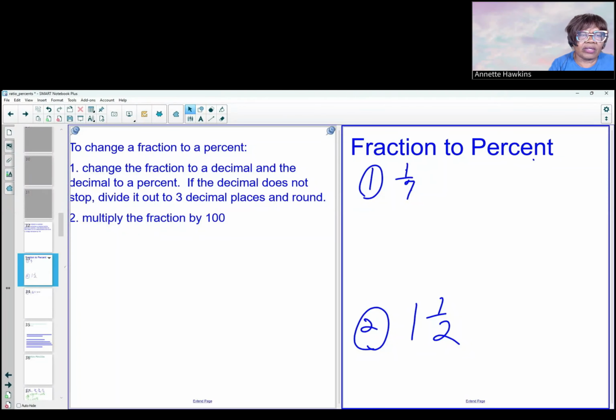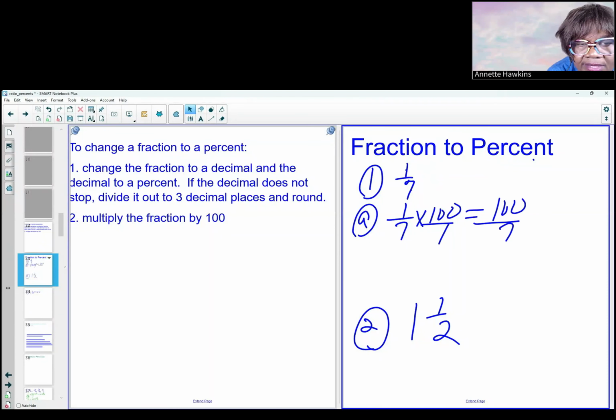Let's change this to a percent. And I'm going to use the second method first. 1/7 times 100. That's 100 over 7. And then we divide.